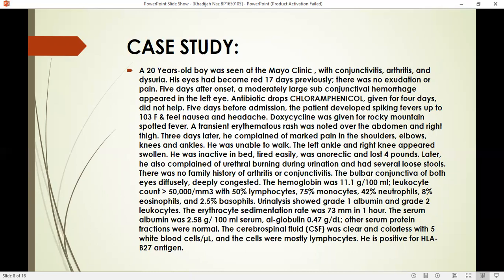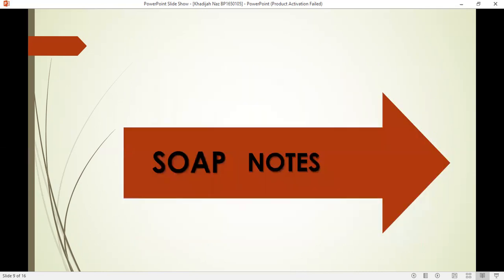Urine analysis showed grade 1 albumin and grade 2 leukocyte. The erythrocyte sedimentation rate was 73 mm in 1 hour. The serum albumin was 2.58 gram per 100 ml serum, and the alpha globulin is 0.47 gram per dl. Other serum protein fractions were normal, and the cerebrospinal fluid was clear and colorless with five white blood cells, and the cells were normally lymphocytes. He is positive for HLA-B27 antigen.